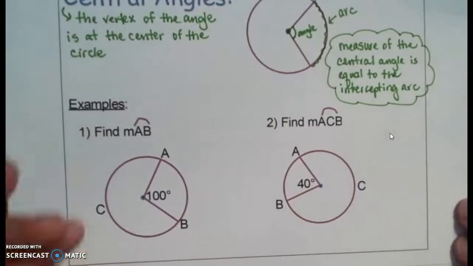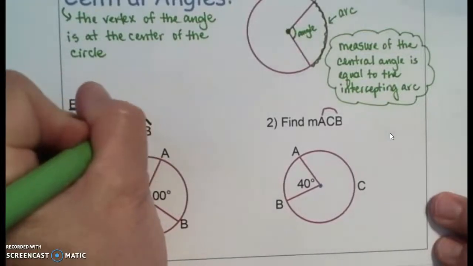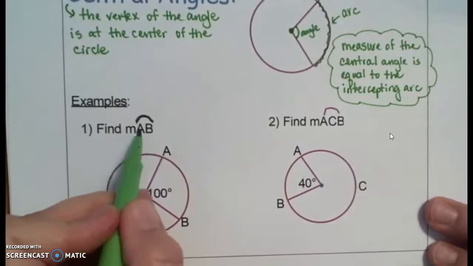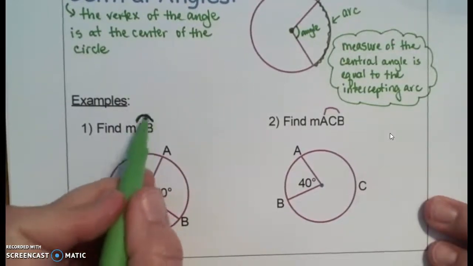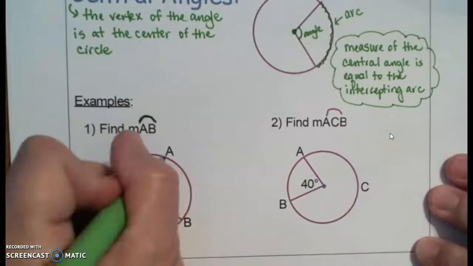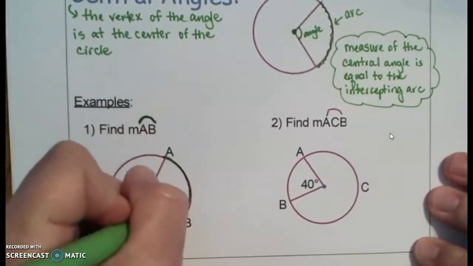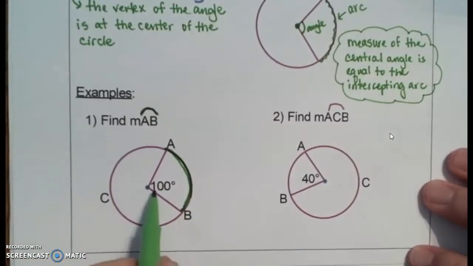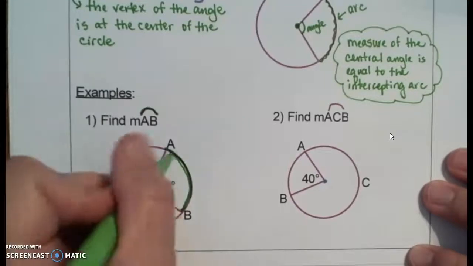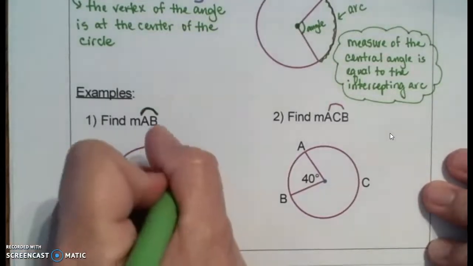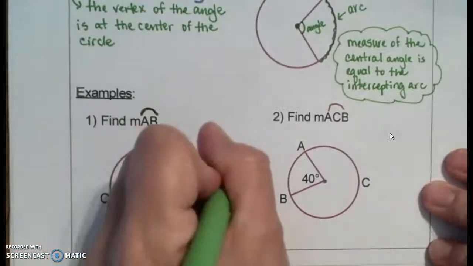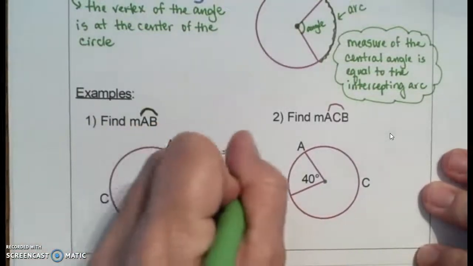So for our first example, it asks us to find the measure of arc AB. So the lowercase m represents measure, and then AB is our arc. So I like to kind of color that in so I know what I'm looking for. And again, they've given us the central angle here at the center of the circle. This is the intercepting arc, so we would say the measure of arc AB is also equal to 100 degrees.